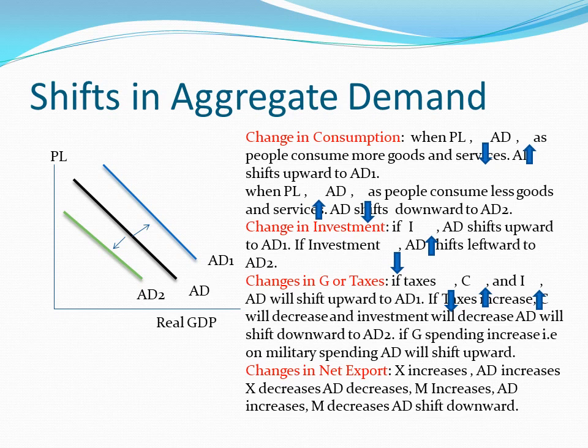Now what happens to imports? When imports increase, the aggregate demand curve will shift downward. And when imports decrease, the AD curve will shift upward.